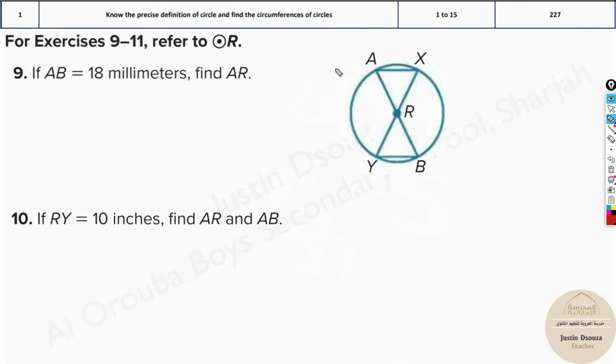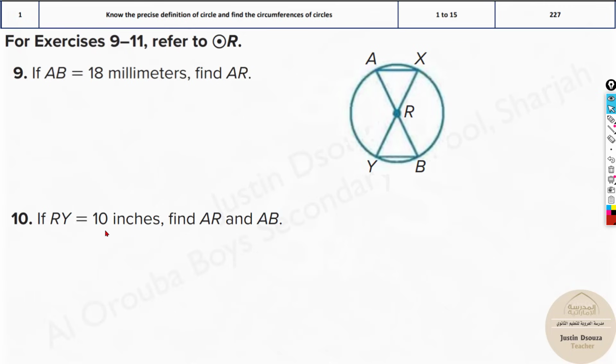AR is its radius. So AB would be the diameter, the total length that is given. So half of that would be AR, that would be 9, and this would be 9. So you can just do 18 by 2 equals 9, or just looking at this figure, you can directly write the answer. Because this is the MCQ part, you don't need to do any detailed methods.